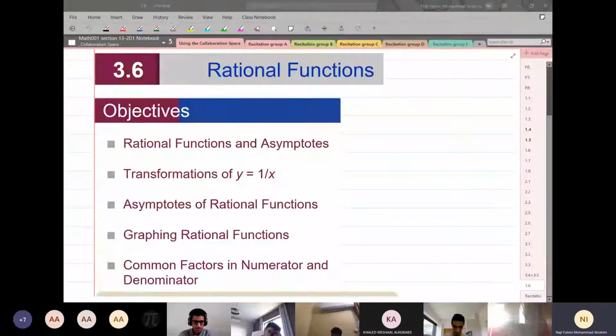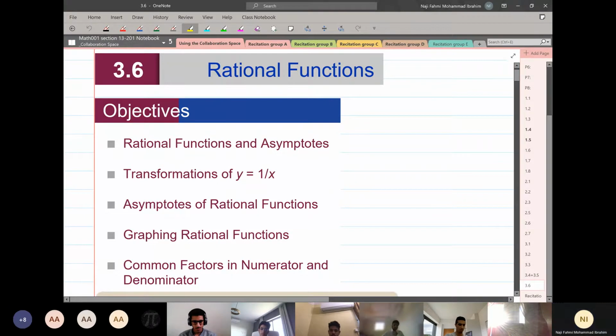Okay, today we'll start our last section in this course, which is section 3.6. We will talk about rational functions. In this section, we will define the rational function. Then we will graph the transformations on the function y equals 1 over x.